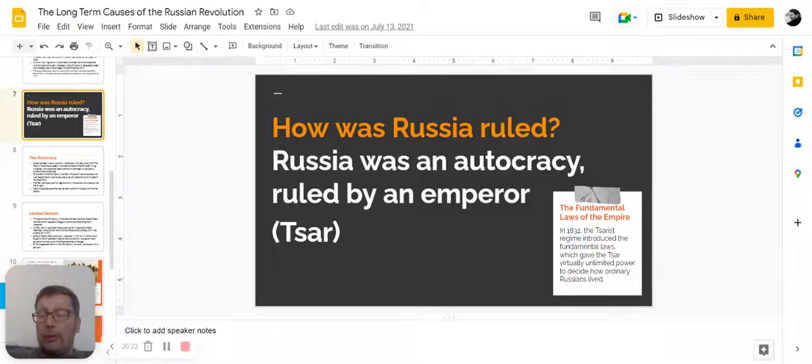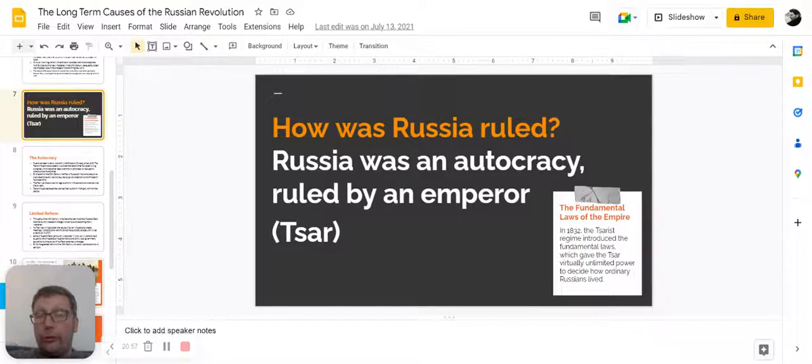But anyway, these revolutionary questions are pretty irrelevant for a long period of time in Russia because the autocracy is so successful in controlling Russia. So here's our question about how was Russia ruled. Russia is an autocracy ruled by an emperor known as the Tsar. Okay, so Russia works on a set of rules called the Fundamental Laws of Empire. These were written in 1832.